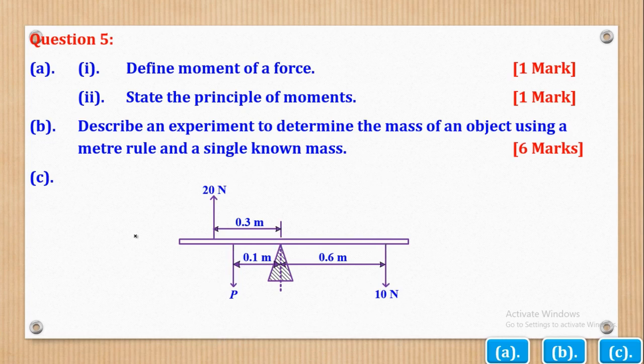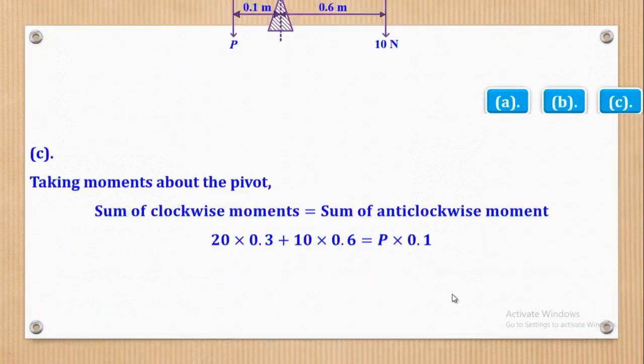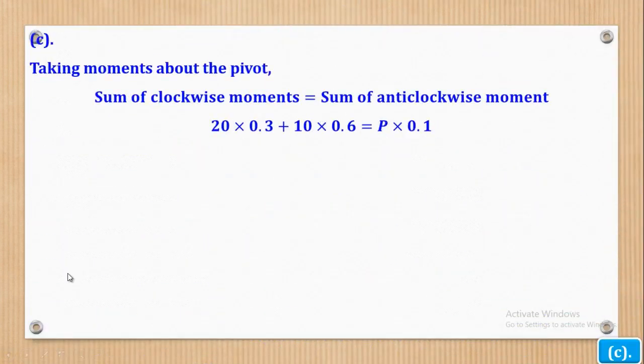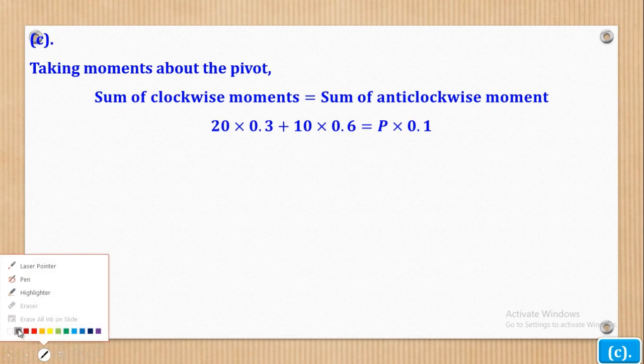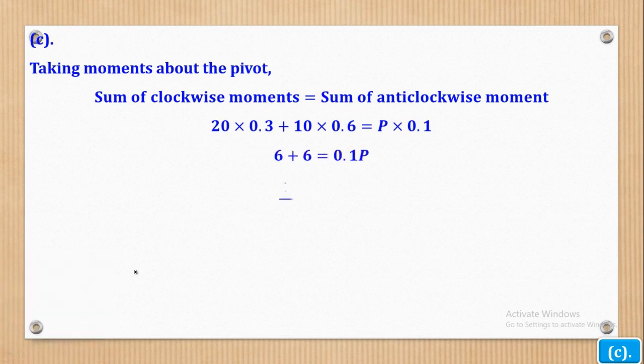So for clockwise moment we shall say force times distance: 20 times 0.3, then 10 times 0.6, then the other will be equal to P times 0.1. So that is where this statement is coming from. So next is to use the calculator and make P the subject. So when I make P the subject, P will be equal to 120 newtons.